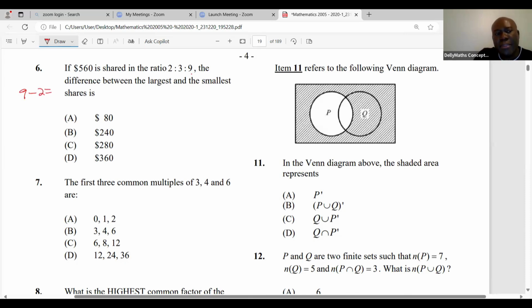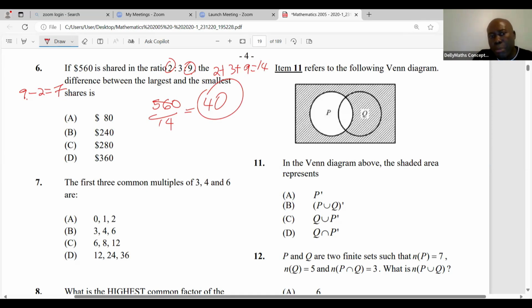If we should subtract the 2 from the 9, we're going to get 7, which means that the smaller compared to the larger, it's 7 parts in terms of difference. Let us add these up to get the total. That's 5 plus 9. This is 14. I'm going to divide my 560 by 14, right? 560 divided by 14 will give us what? This is about 40.